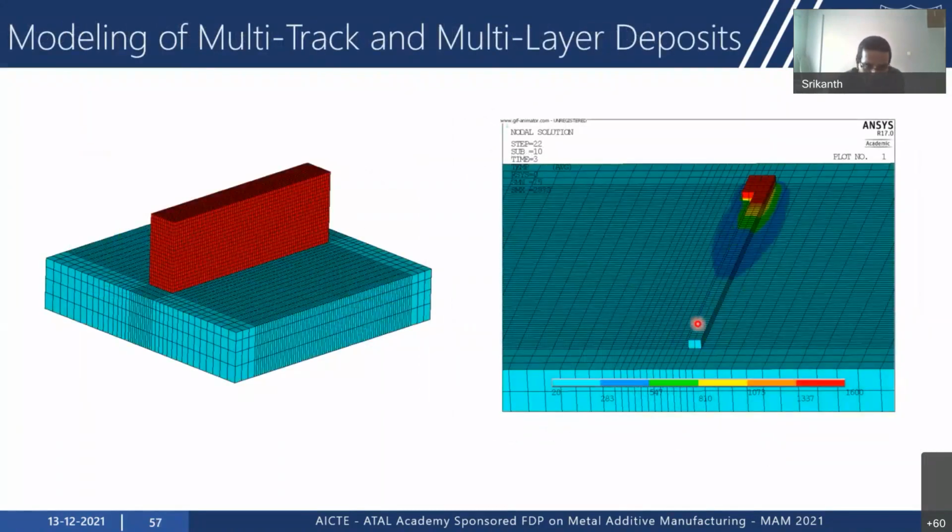Then this is a plate geometry. This is a multi-track, multi-layer deposit. So you have more than one track in each layer, and then you have subsequent many layers. So this shows the movement of the heat source across different tracks and different layers.